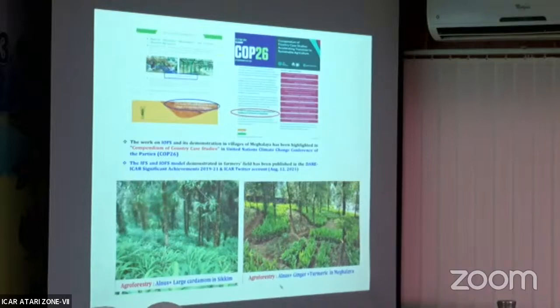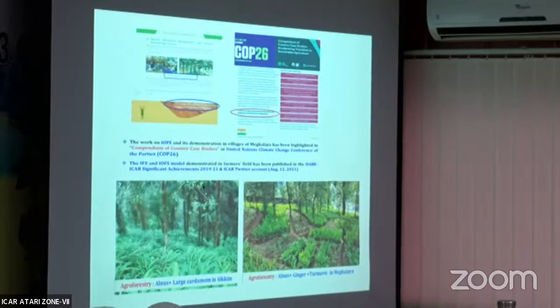Then I'll share one very important news: the United Nations last year highlighted one of our organic farming system models. This is COP 26, the Conference of Parties 26. They have highlighted one of our models from our development institute as the most reliable and most climate resilient for systems like the hill region.